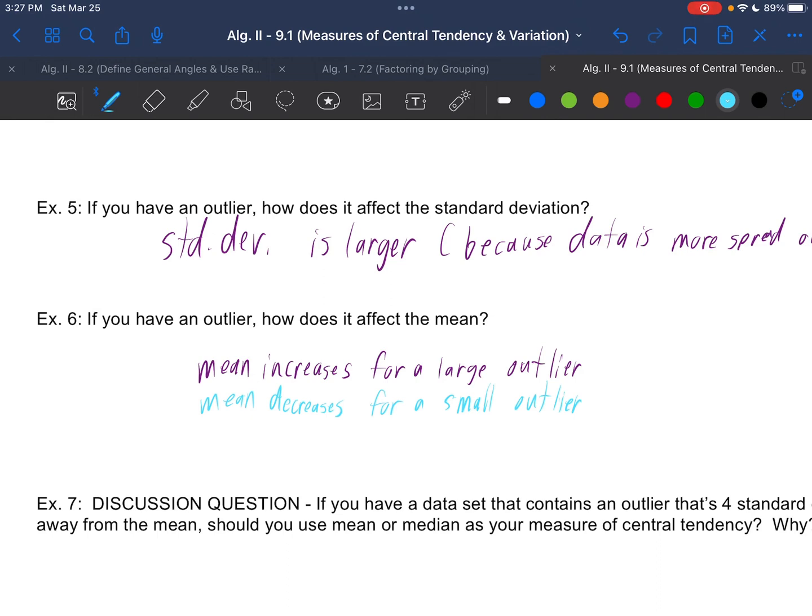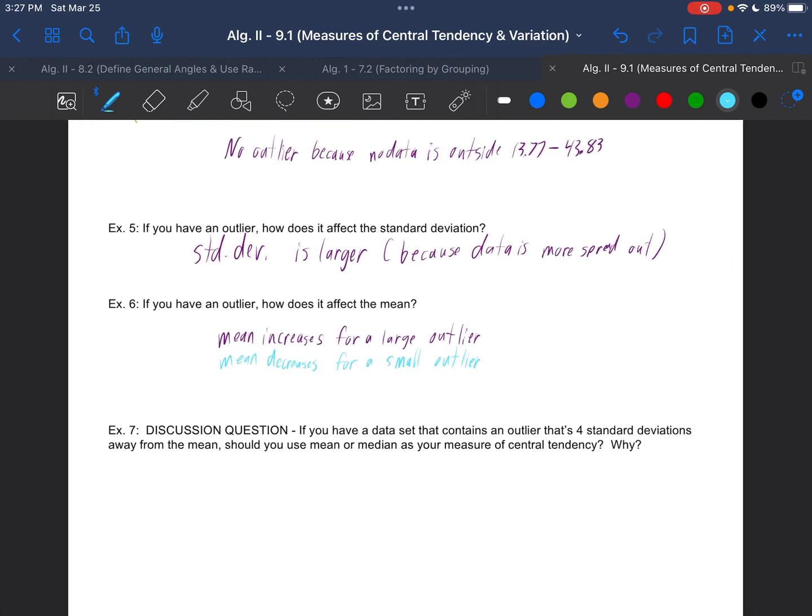In example 7, I want you to think about this for a second before seeing what I end up writing. If you have a data set that contains an outlier that's 4 standard deviations away from the mean, so pretty far from the mean, should you use mean or median as your measure of central tendency, aka which one's going to be more reliable here? You might have come up with a lot of different answers after thinking about it for a moment. I would say the median would be more helpful here.